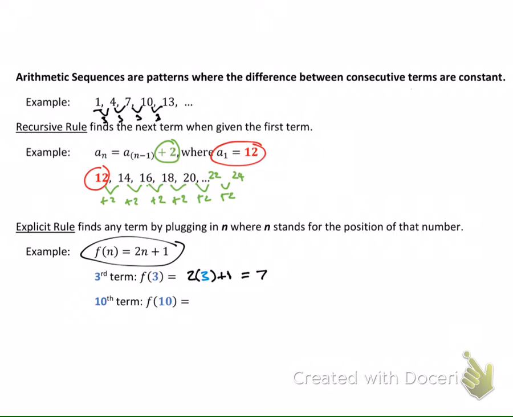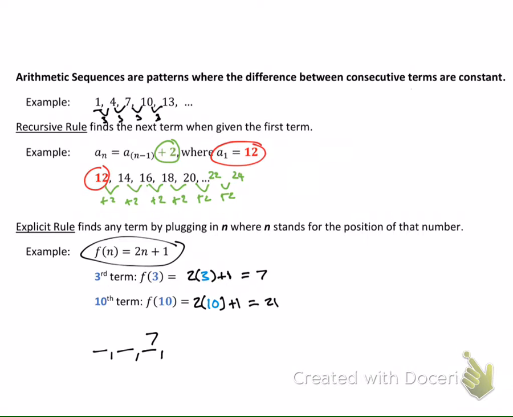If I want to find the 10th number of that pattern, it's the same thing. Instead of writing the n, I'm going to write a 10, and then just solve it out. 2 times 10 is 20. 20 plus 1 is 21. So the 10th term of that pattern would be 21. So basically what I figured out was, here's the 1st, 2nd, 3rd, and that's what I found out was 7. I don't have to find out every single number.